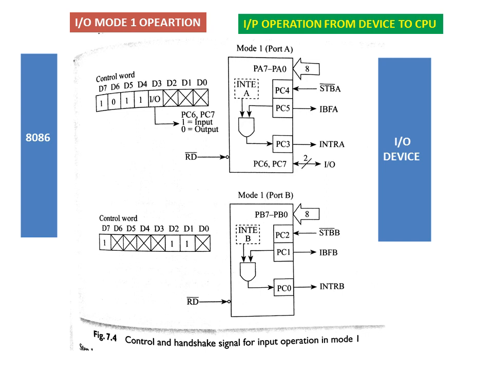Then second, IO mode. The IO mode is nothing but input output mode. It is subdivided into three modes: mode 0, mode 1, mode 2. Mode 0 is known as simple IO mode, mode 1 is known as strobe or handshake IO mode, and the third one is bidirectional IO mode. These are the three sub modes of operation under the IO mode operation.